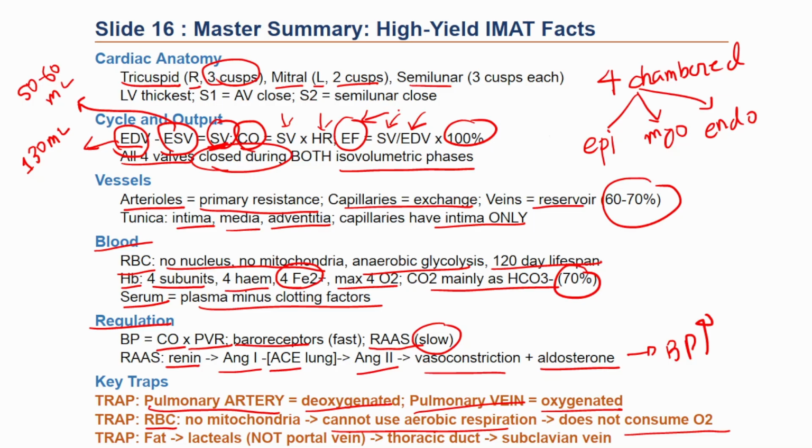Dietary fats bypass it entirely. Instead, fats enter the lymphatic vessels, which are called lacteals, and travel up through the thoracic duct and empty directly into the subclavian vein. Keep this core principle and exceptions in mind, and you will be well prepared for any question on cardiovascular physiology or the circulatory system.